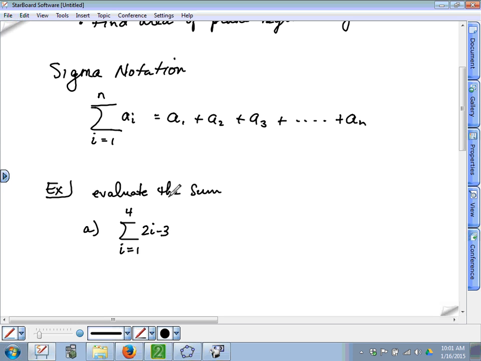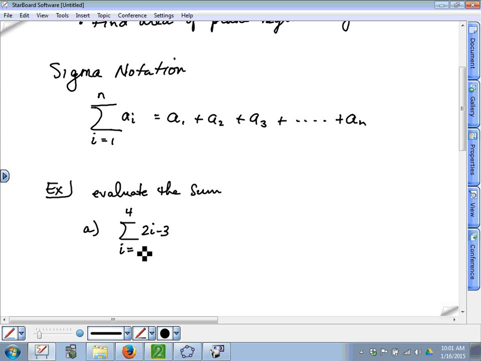We're supposed to be evaluating the sum. Is this ringing a bell? No? Are we stuck? Let's break this down again. We're starting with an i value of 1 and we end with an i value of 4. We have to plug these i values into something. We plug them into this expression. So the first time you plug in an i value, what's the number we're going to use? i equals 1. How do we know we're going to start with 1? That's what you're starting with. What if I put a 0 right here? What would we have started with?